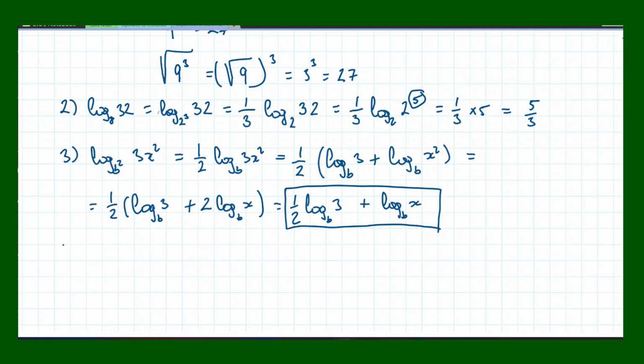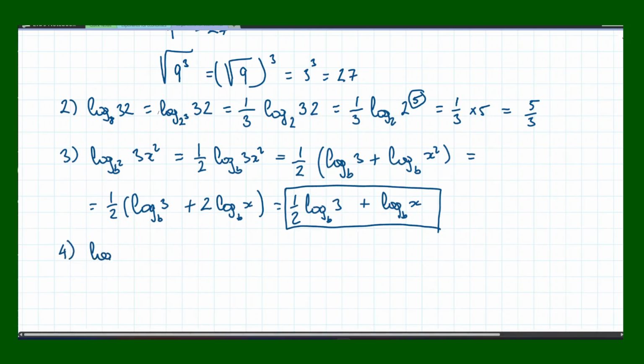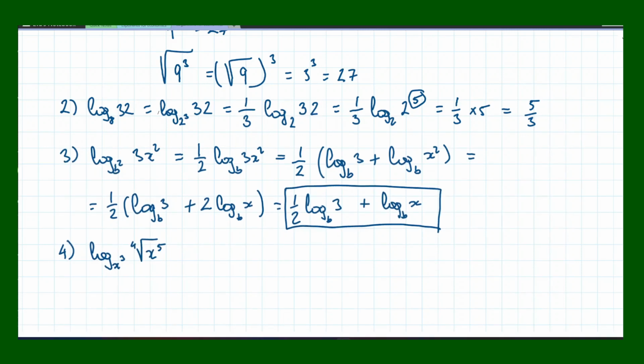Let's look at example number 4. So I've got log x cubed in the base and the 4th root of x to the 5th in the argument. Okay, so what can we do here? Now again, use the rule of today's video, because there is an exponent in the base, x cubed itself.